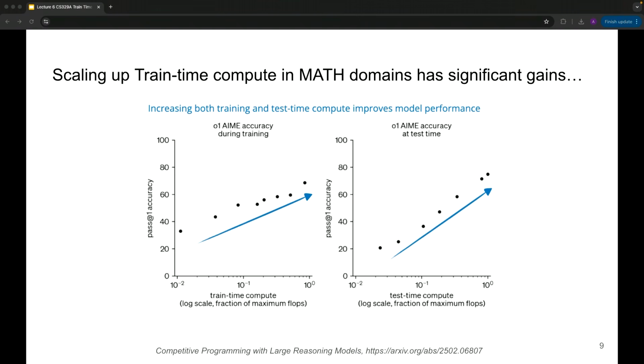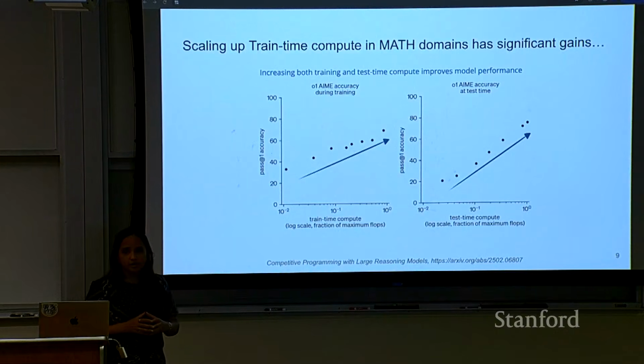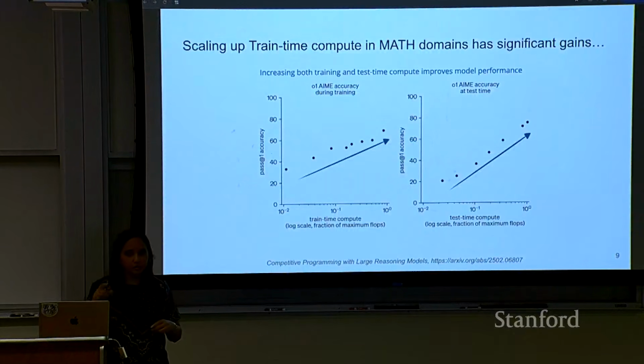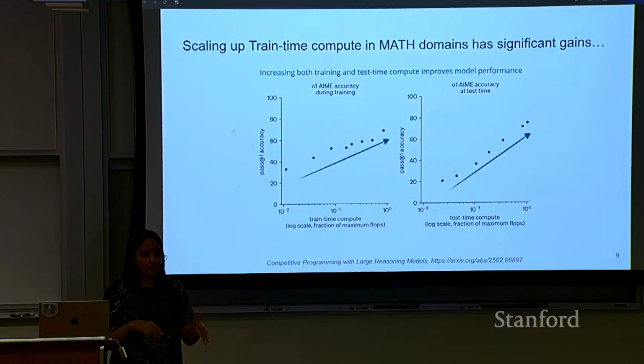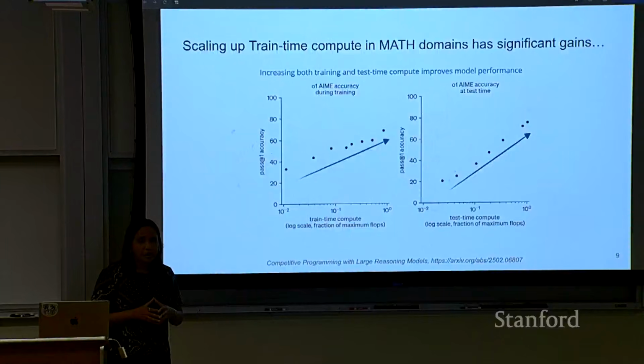But what they're also showing is that if you increase the train time compute, then you can also improve pass at 1 accuracy. So what O1 showed for the AIME benchmark was that by increasing both the train time compute and the test time compute, you are able to improve the accuracy on the benchmark. And so it allows for a circular loop where you can generate model outputs and then feed them back to improve the model on this particular benchmark.